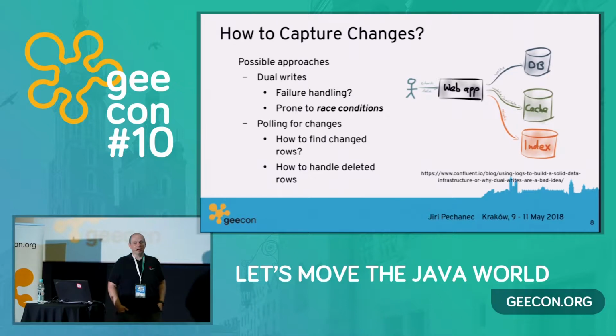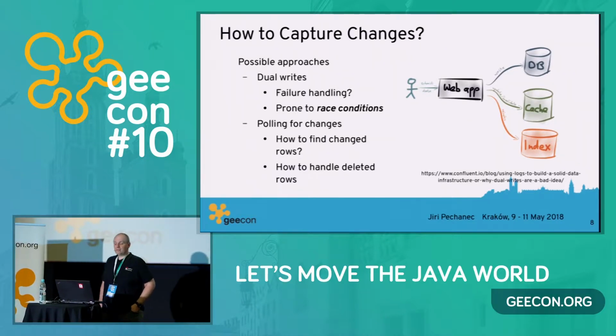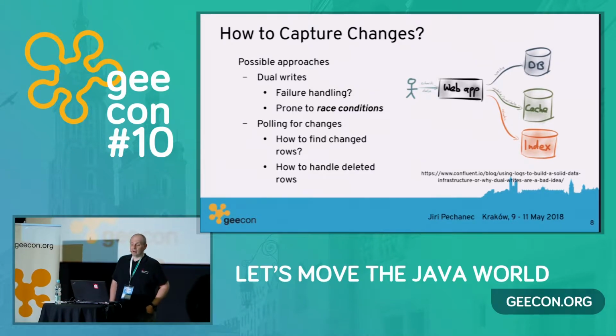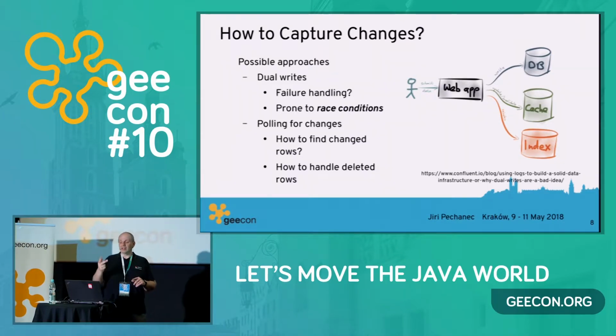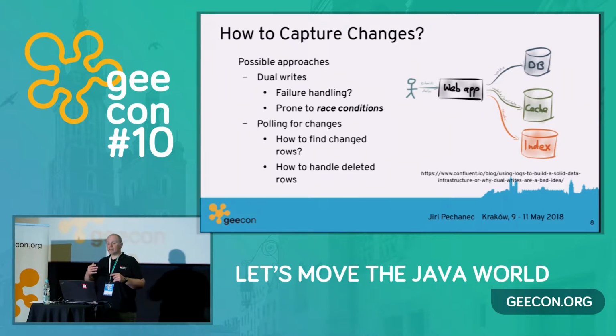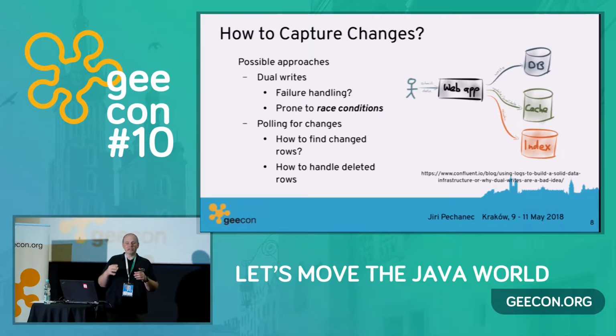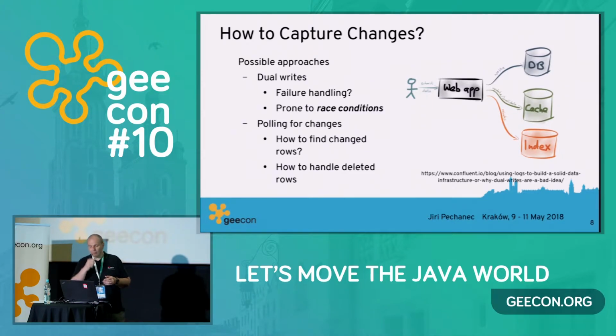There are multiple approaches how to do it. I would say the simplest one are dual writes. So if we are talking about the example of database, cache, and full text search, then with multiple writes, your application will do the write to the database, then will write the update to the cache, and will write the update to the index for full text search. What is the problem?